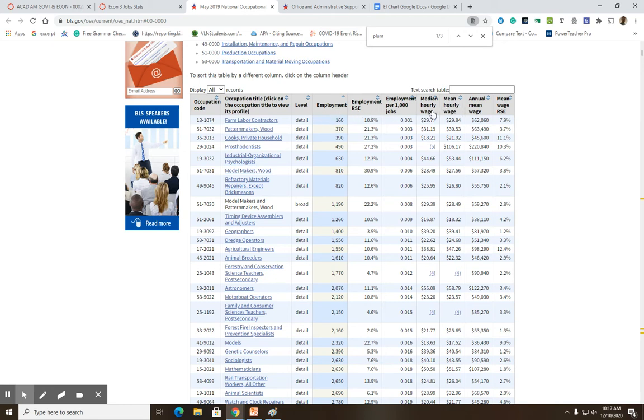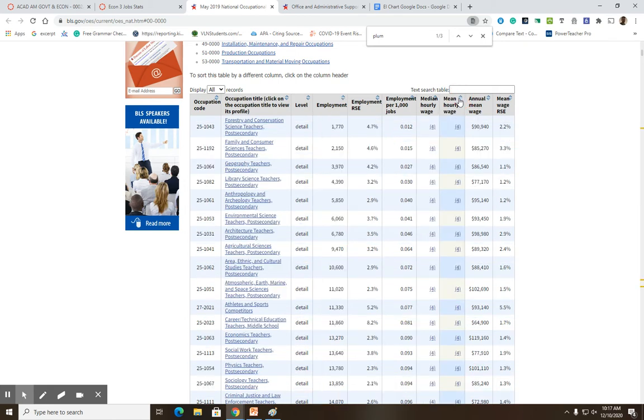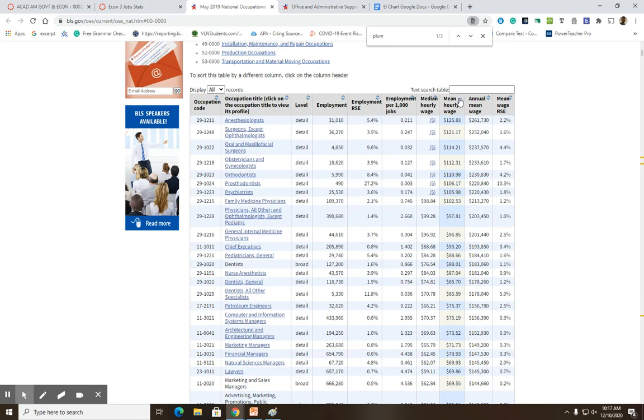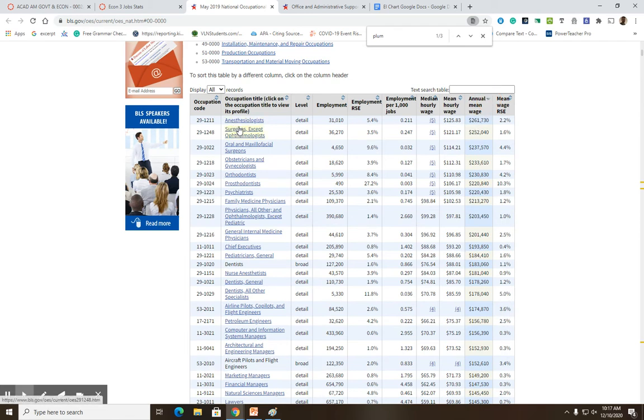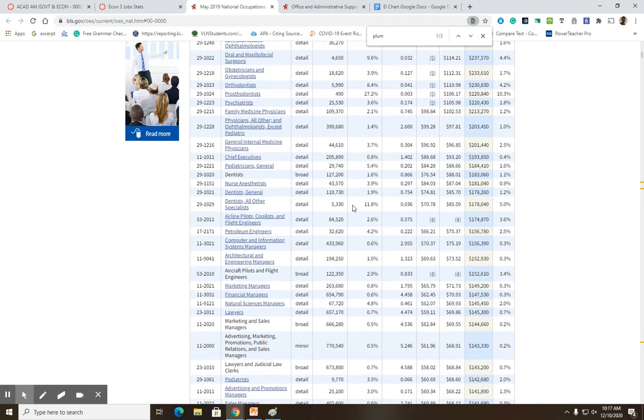And you can look up the highest, let's say, average wage. Some of them are not going to be available because they cover too big groups. Here we can see anesthesiologists. Those are the types of doctors that, of course, put you to sleep before surgery, so $125 an hour on average. And then the wage is going to be pretty similar, but not always the same. And so here, once again, anesthesiologists, $261,730. Surgeons, $252,000. Oral surgeons, obstetricians, orthodontists.